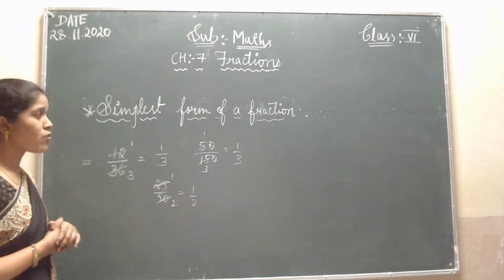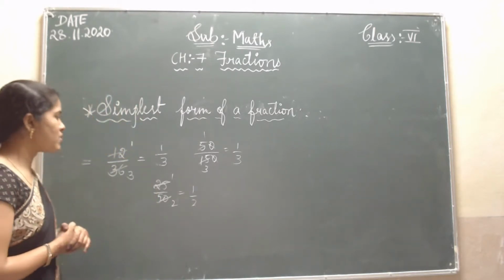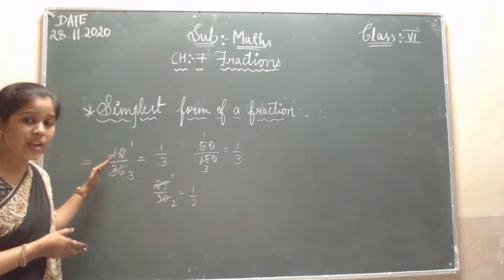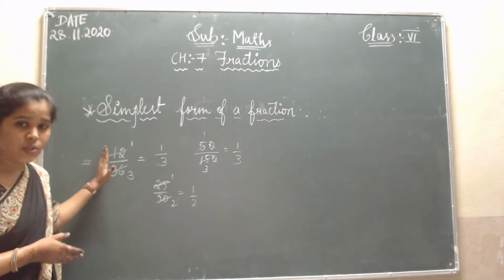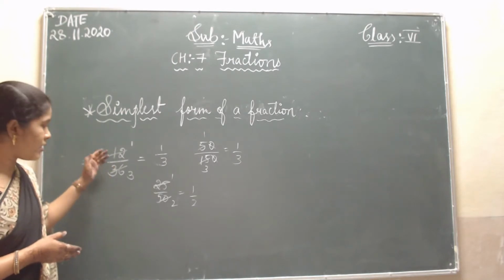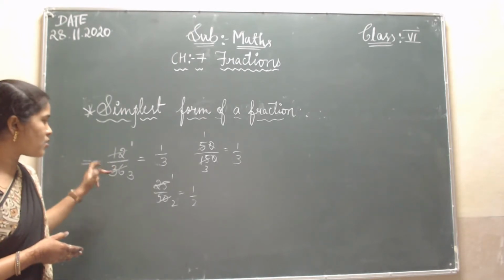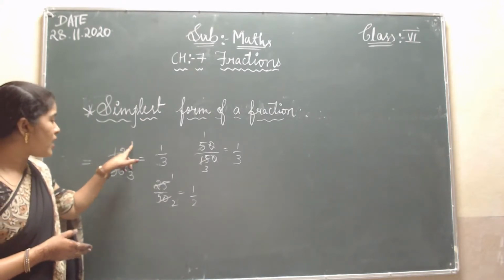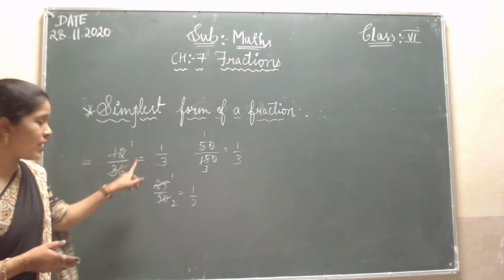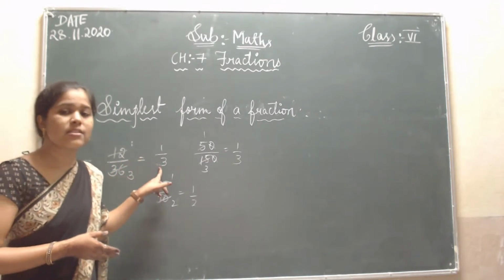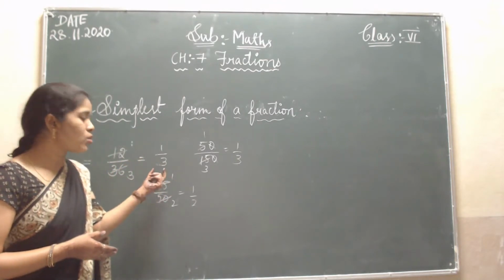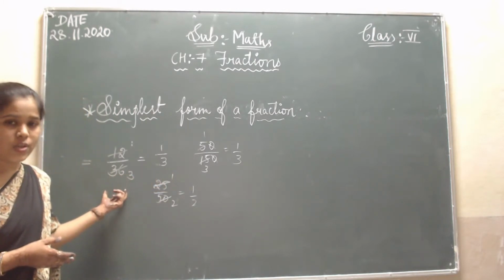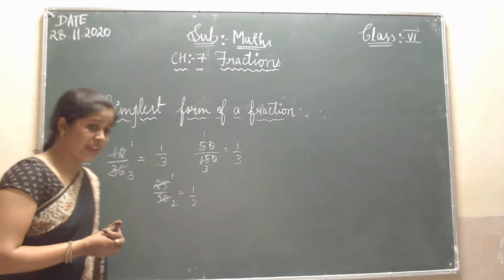Next, simplest form of a fraction. Simplest form means we have to take a number that divides both numerator as well as denominator. That is 12 by 36. 12 ones are 12. In the 12 table, 12 is divisible by 12 and 36. 12 ones are 12, 12 threes are 36. So 1 by 3 is the simplest or lowest or standard form of this fraction. Understood? So this is all about fractions.